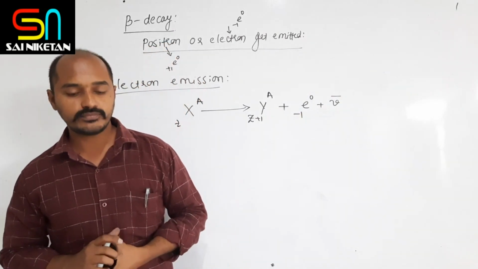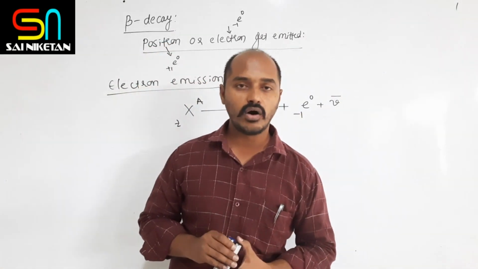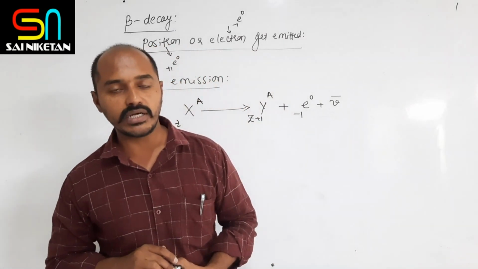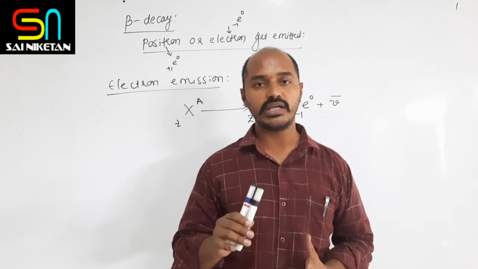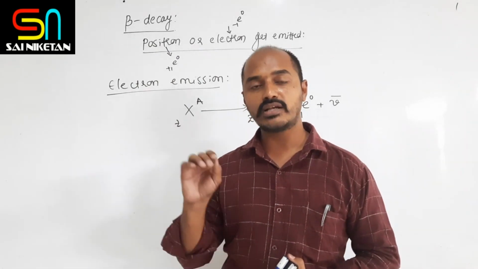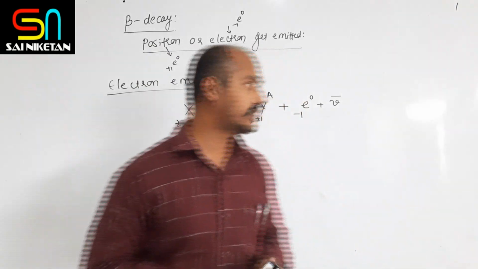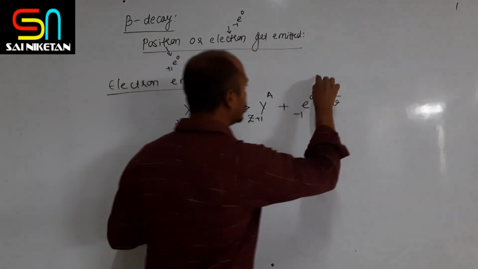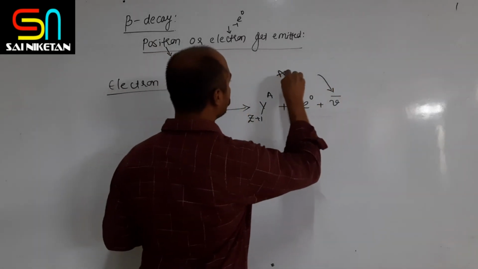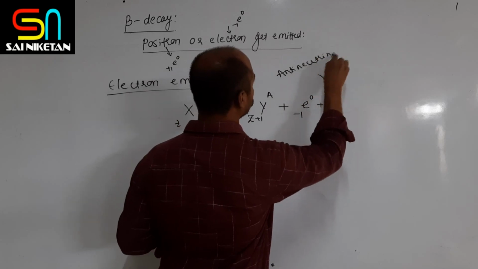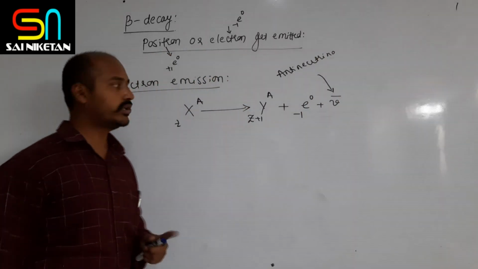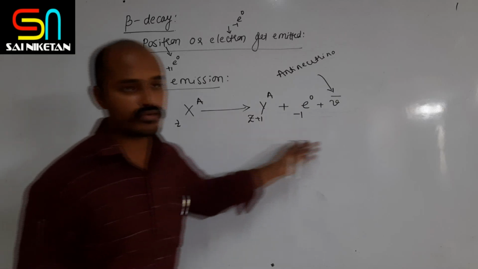You can explain this: if the nucleus, or material, undergoes beta decay, then its mass number remains the same, but the atomic number increases by 1, along with the emission of an electron and one antineutrino. This is called the antineutrino. So this is the basic equation.